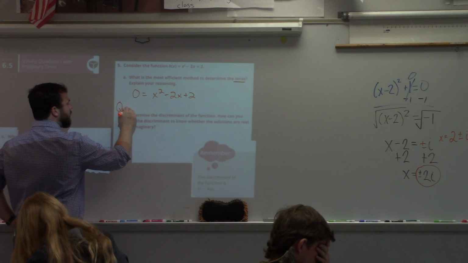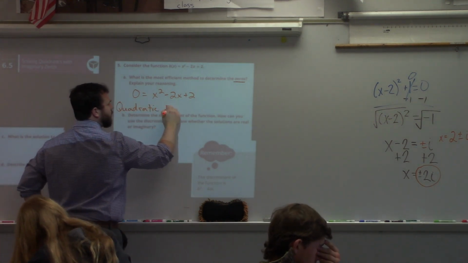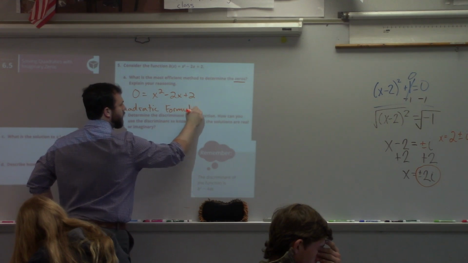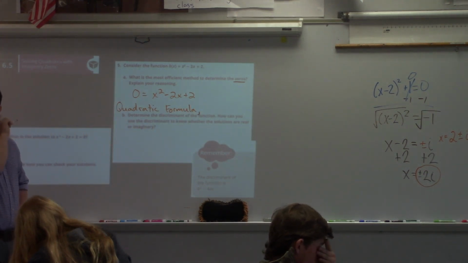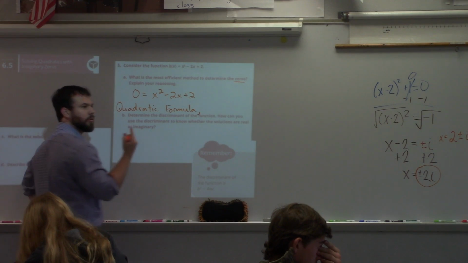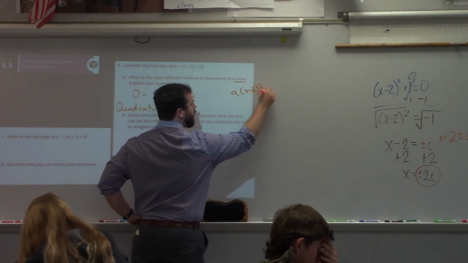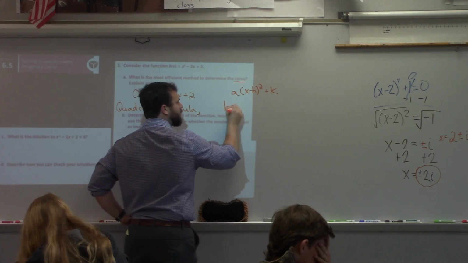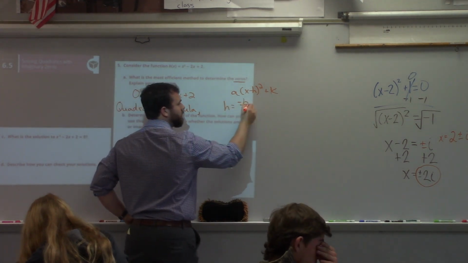What about the vertex form? Can I easily figure out the vertex form in this case? What would I need to look at to figure out the vertex form? B and A. I would need to use b and a to figure out what though? h. Is that true? Remember for that vertex form, we need a times x minus h squared plus k. And how do we calculate h? Negative b divided by 2a.